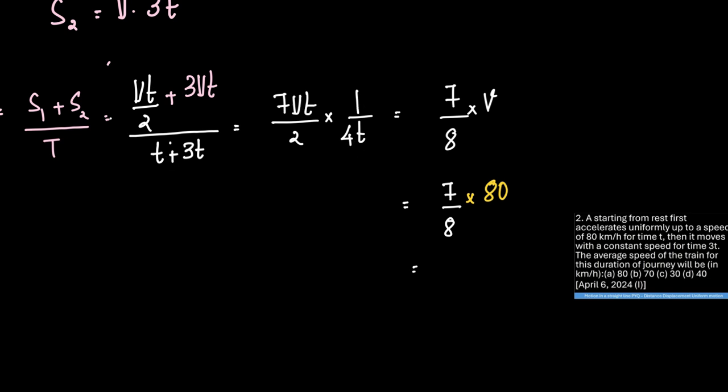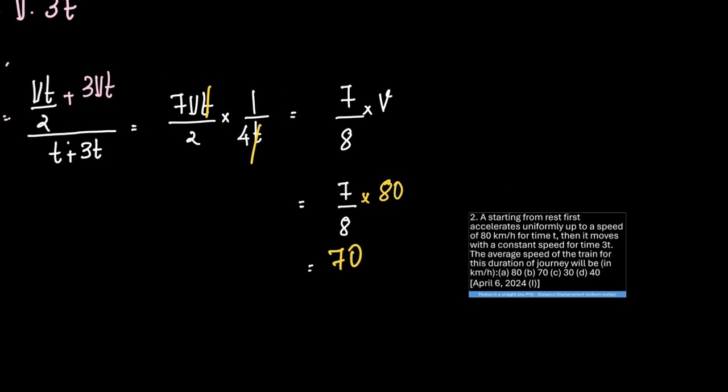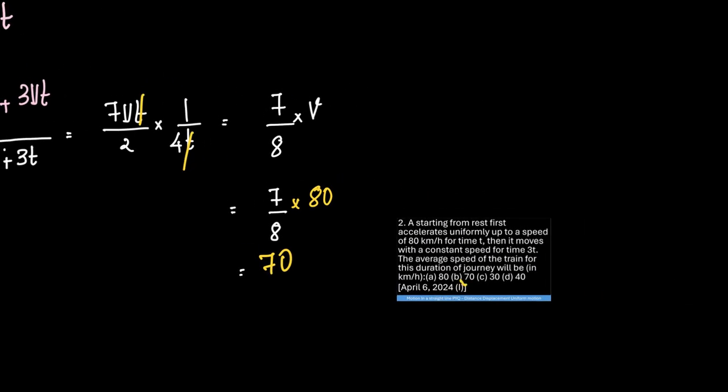So this is 7vt by 2 into 4t. t by t is 1, right? So what we get is 7v by 8. v is given to us in the question as 80. So 80 by 8 is 10. 7 into 10 is 70. And therefore the correct option here would be 70.